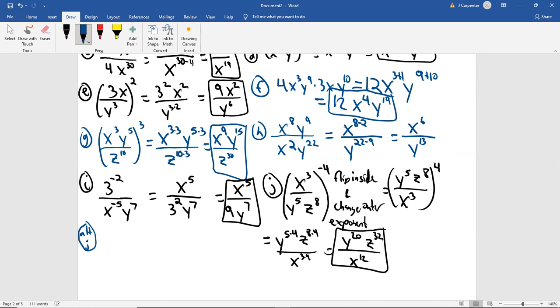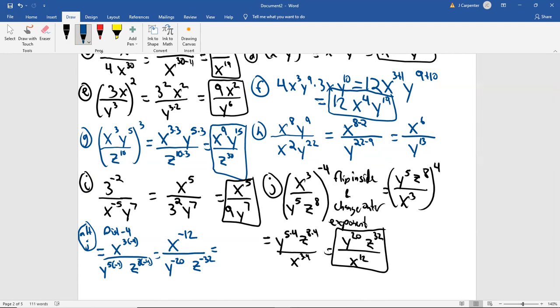The alternative way to do J would be to distribute the negative 4 instead of flipping everything initially. So what this would give us is x to the 3 times negative 4 over y to the 5 times negative 4, z to the 8 times negative 4, which would be x to the negative 12 over y to the negative 20, and then z to the negative 32nd.